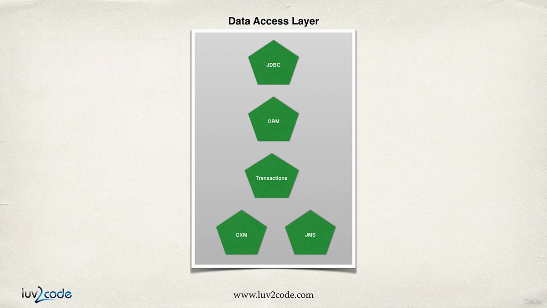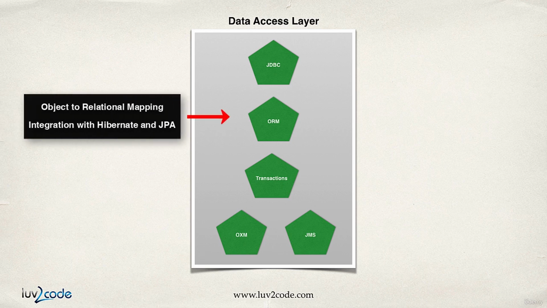The next bullet there is ORM for object-to-relational mapping. This is probably the most popular section of this module. Basically, it allows you to hook into Hibernate or hook into JPA. A lot of support and a lot of synergy between Spring and Hibernate.